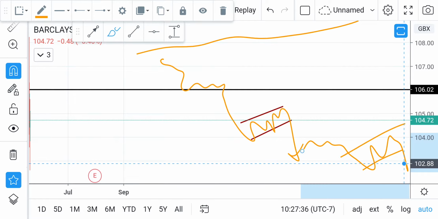So you see a bear flag in a downtrend and a bull flag in an uptrend. A bull flag is a bullish continuation pattern and a bear flag is a bearish continuation pattern.